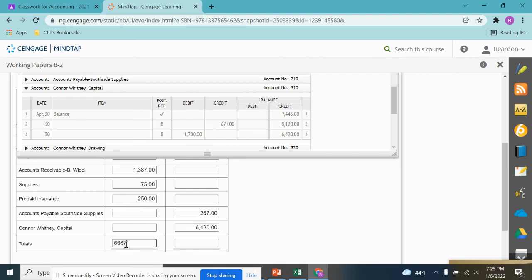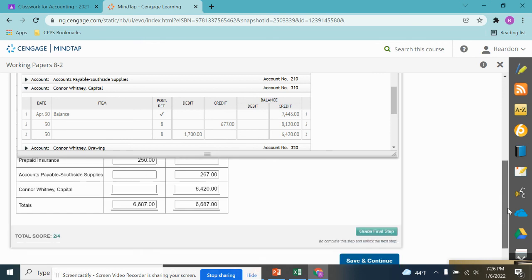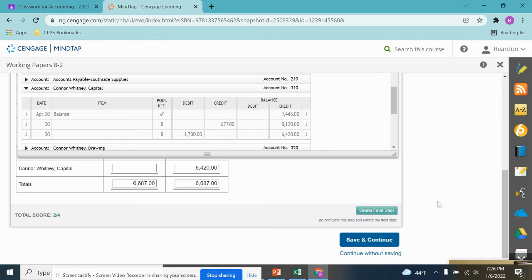Excuse me, 6,687 debit, 6,687 credit. I've proven that my debits equal my credits. Okay? That's your post-closing trial balance. Probably the simplest of all of our financial statements.